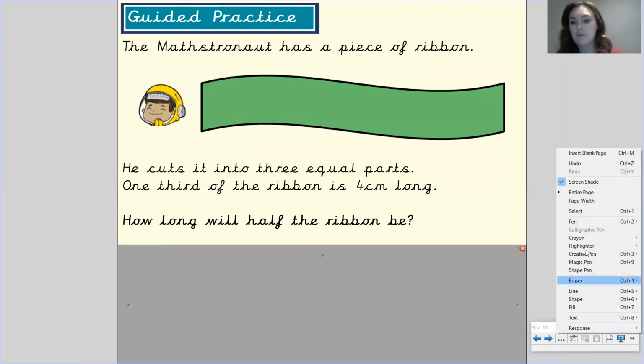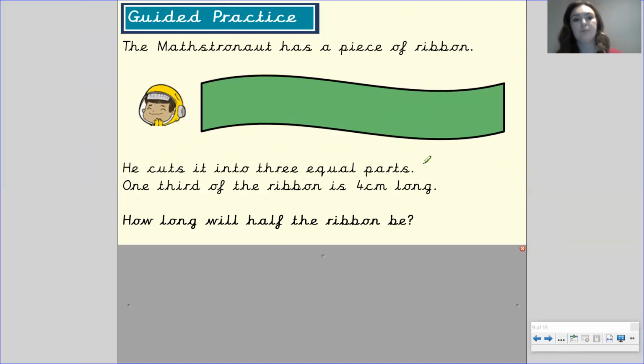Okay, let's have a go at this question here. So the astronaut has a piece of ribbon. Here's his ribbon. He cuts it into 3 equal parts. 1/3 of the ribbon is 4 centimeters long. How long will half of the ribbon be?